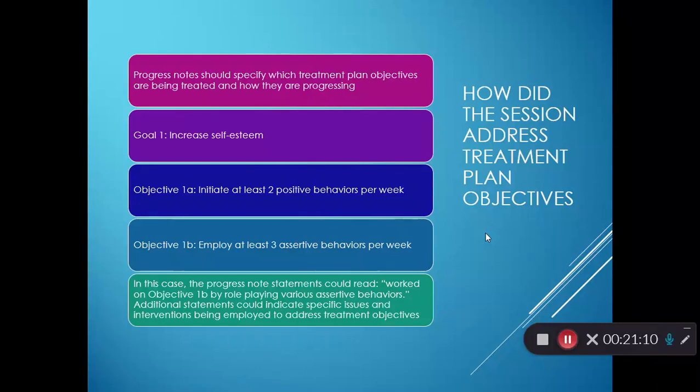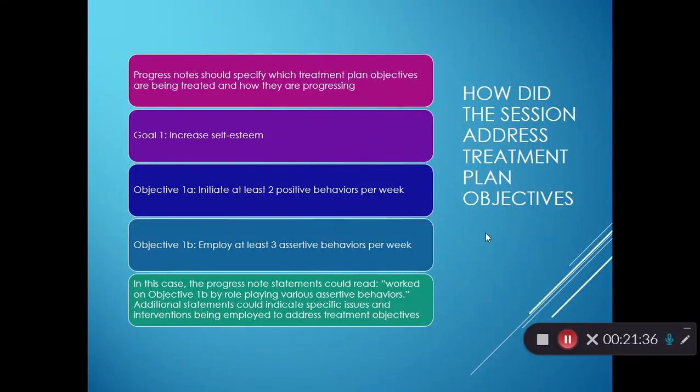So maybe the goal was to increase self-esteem. The objective might be to list 2 positive behaviors per week. The second objective might be to employ 3 assertive behaviors per week. So that's what the client's supposed to be doing, the client's overall goal. In a progress note, you might write something like, worked on objective 1B by role-playing various assertive behaviors.